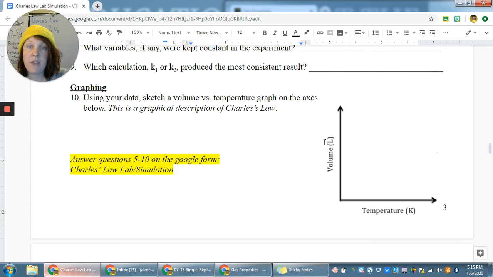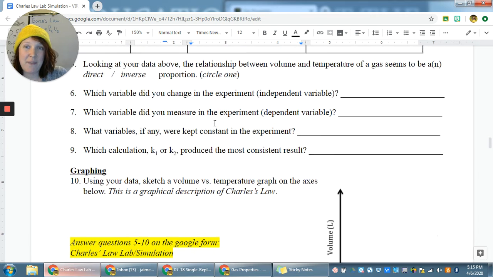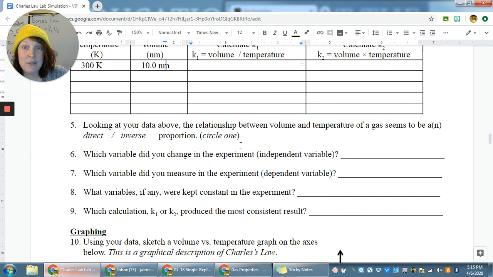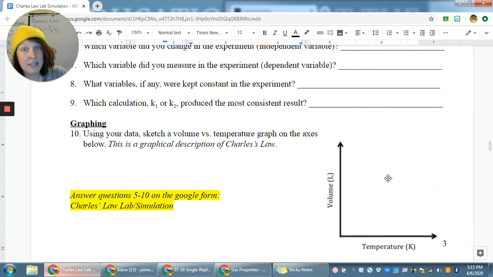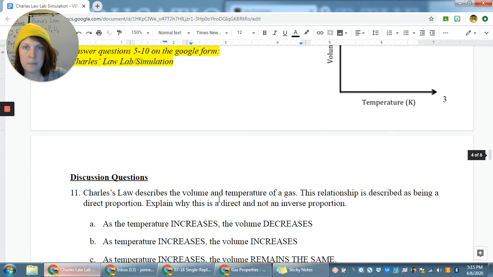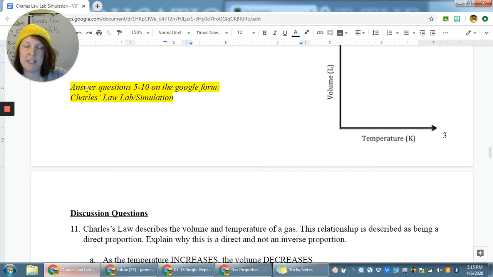Okay, graphing. Using your data, sketch a volume versus temperature graph on the axis below. And again, this is just a sketch. You don't need to put numbers in, although having numbers might help you better visualize the trend line or what that line looks like. But again, we are just looking for a sketch. Then you would go ahead and answer questions 5 through 10 on the Google form called Charles's Law Lab/Simulation.